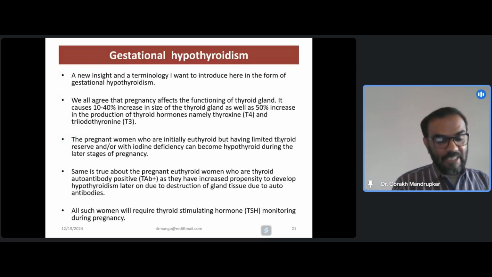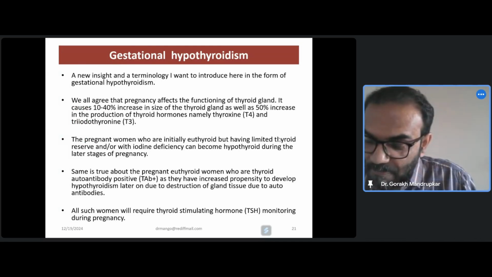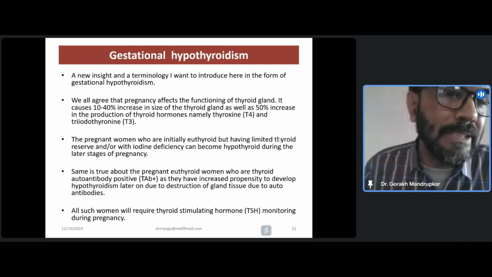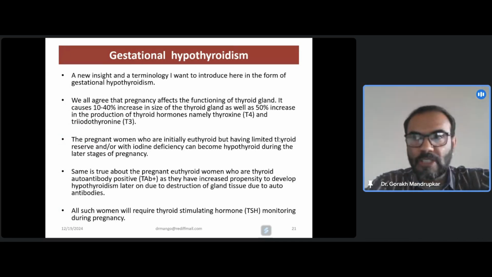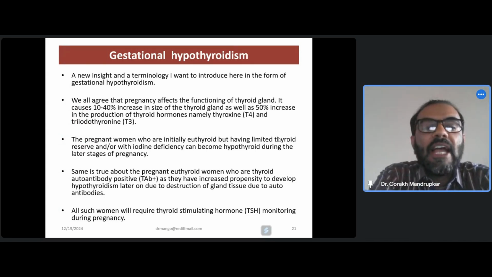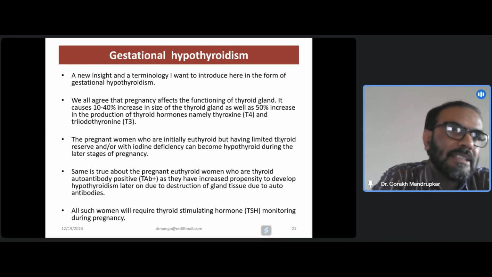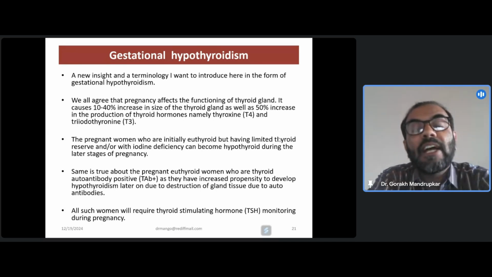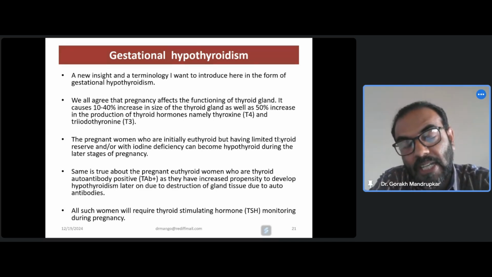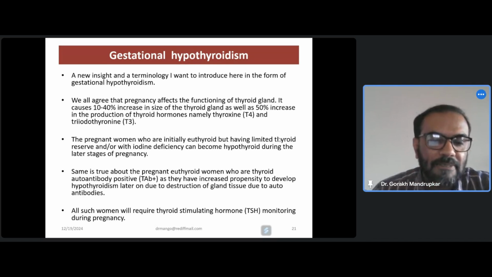Now, this is a concept which I wanted to put forth. Madam, maybe in 2015 I put forth this concept, and this was purely my concept because it has not yet come in the textbooks. And this is the concept of gestational hypothyroidism. Then you may say, "Arey, ye kya hai?"